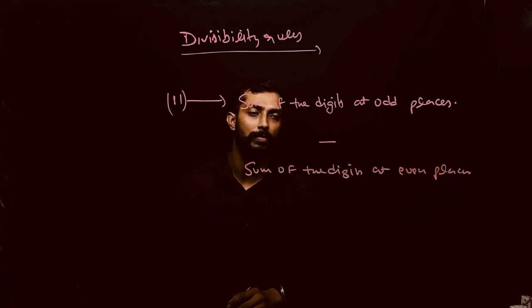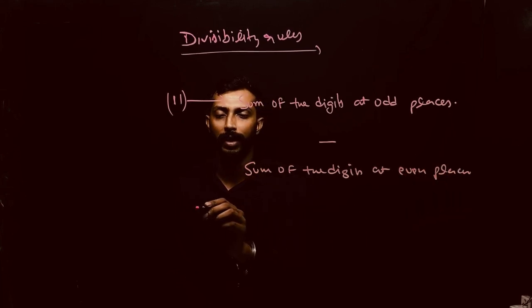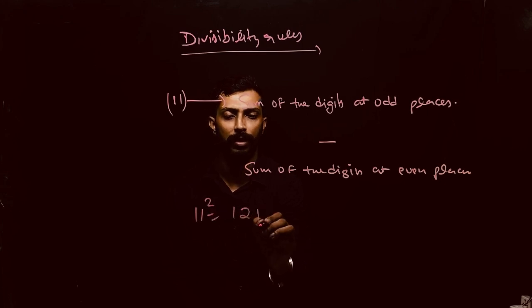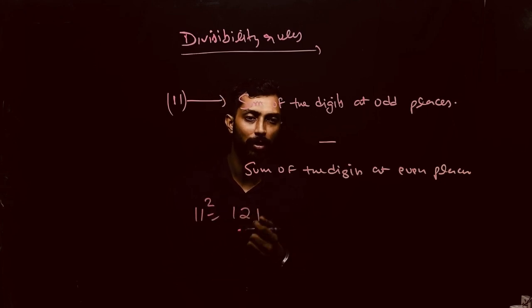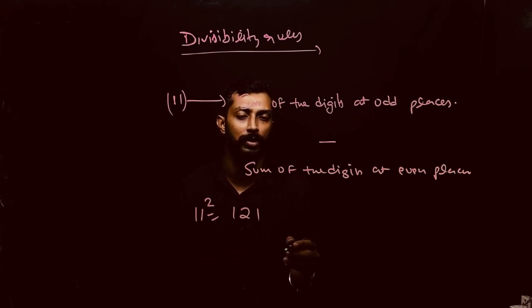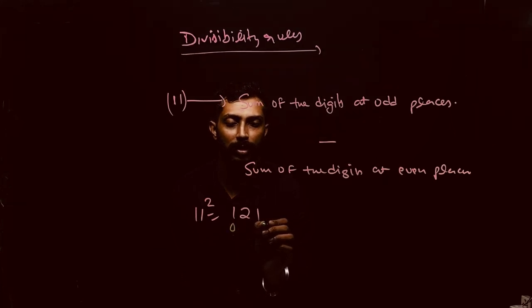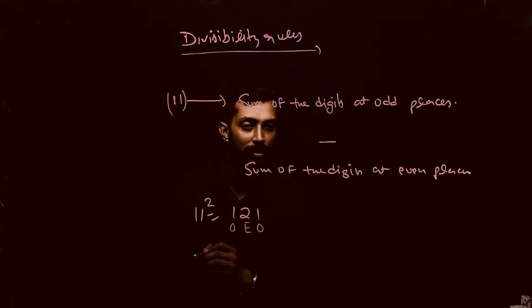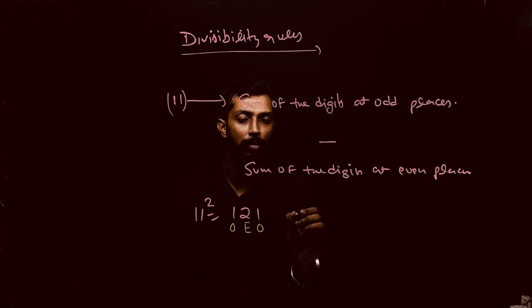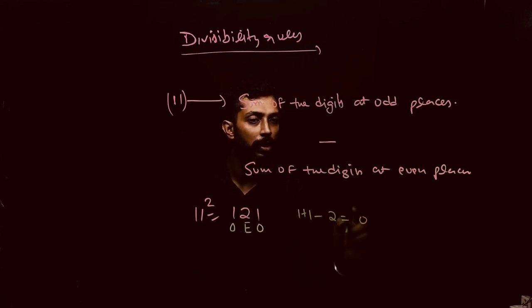Let us understand this by one example. I'm writing 11 square, that is 121. So we can say this is a multiple of 11 for sure. But with the example, we'll understand what we are writing here, the sum of the digits at odd places. This is the odd place, this is the even place, this is the odd place. So the sum of odd places, 1 plus 1, minus 2, equal to 0. If this is equal to 0 or 11 or a multiple of 11, then the number is a multiple of 11.